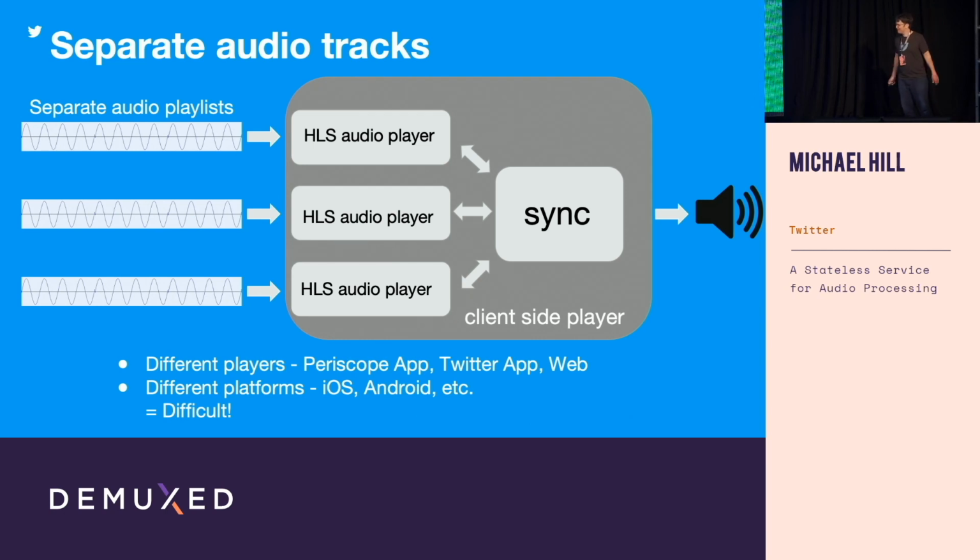After a little bit of experimentation, what became evident is we have a lot of different players. We have the Periscope app, we have the Twitter app, we have web, all of which have different HLS implementations. And we have different platforms, iOS, Android, et cetera. So it quickly became evident that this was going to be a significant development hurdle, and it was worth it to look into an alternative here.